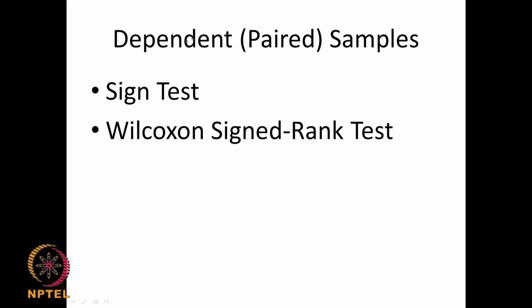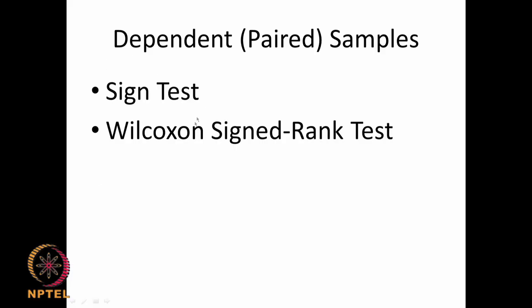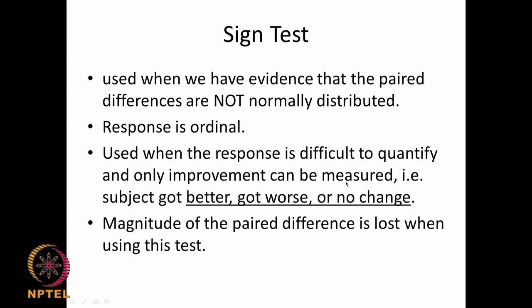Okay, let us look at the paired sample. So, we looked at the two-sample equivalent to the two-sample t-test, we got this. Now, dependent samples, that means paired t-test, where you are using the same subjects for control as well as drug. There are two different types of test, one is called the sign test, the other is called the Wilcoxon signed rank test. Okay, let us look at the sign test.